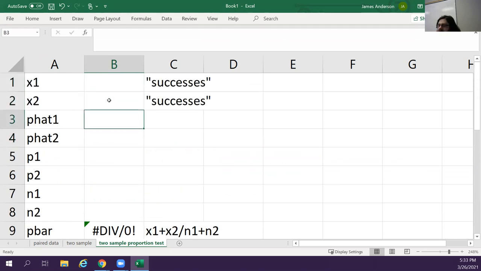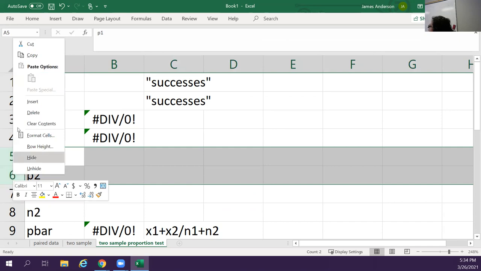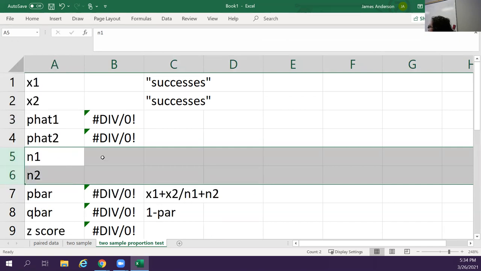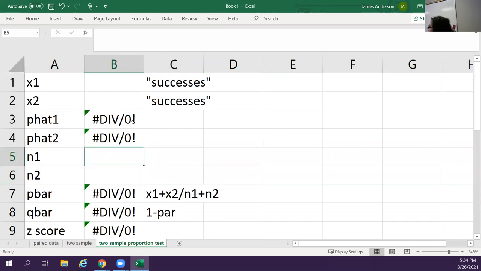So we can calculate p hat 1, which is equal to the number of successes over the number in group 1. And p hat 2 is equal to the number of successes for group 2 over the number in group 2. Why do I have p1 and p2 again? Oh, I don't need those. I kept doing multiple things. So then all we need is the number of successes and our sample sizes, and it should calculate everything out.